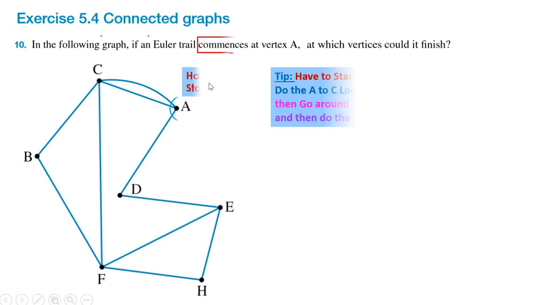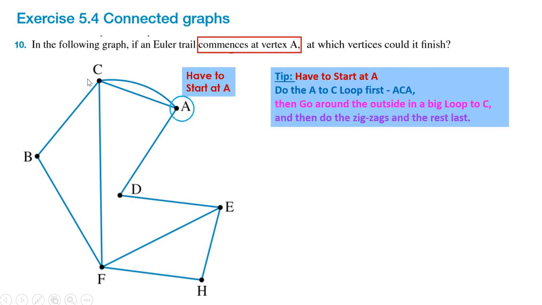So our strategy in this one is to get rid of this A to C loop, because see how there's 2 ways of getting to C? So do this little loop first. We have to start at A, so we're starting at A. It says that in the question, commences at vertex A. So read the question carefully. Get rid of this little loop first, then go around the outside, because this has got sort of an outside we can go around, and then do any internal stuff, any zigzags that are in the middle, okay? Do that last. So let's give that a go.